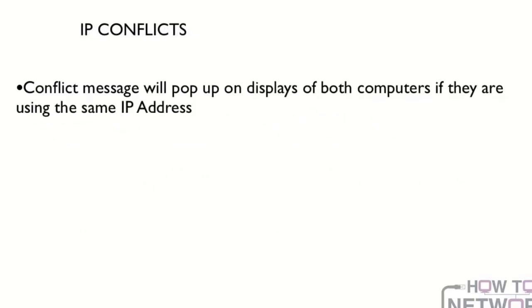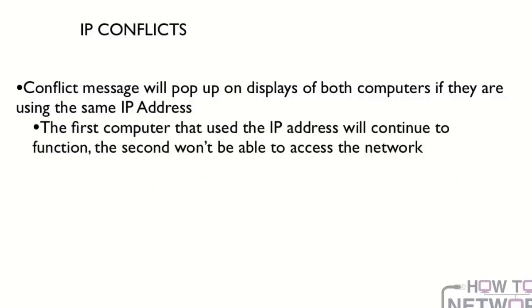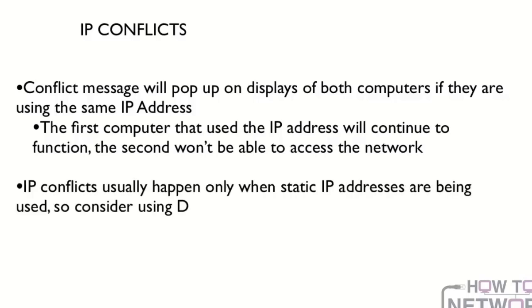Now, for IP conflict messages, you're going to get a message that pops up and says there's another computer on the network with the same IP address. The first computer that uses the IP address is going to continue to function. The second one that's trying to join is not going to work. This usually only happens when you're using static IP addresses, which means you've self-assigned an IP address. So what you generally want to do is use DHCP in order to have this all automatically configured for you.